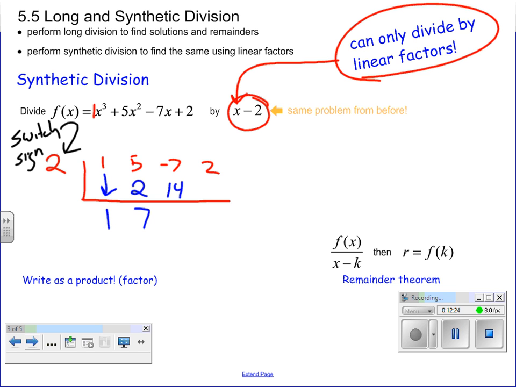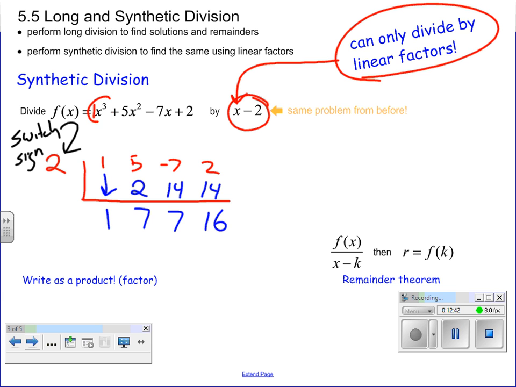Negative 7 plus 14 is 7, and 7 times 2 is 14. And then we say 2 plus 14 is 16. Okay? Now, what do these numbers mean? What we did is actually divide it. So now we look at this.